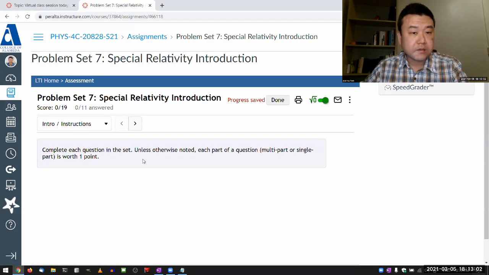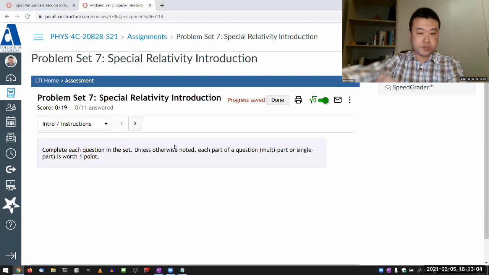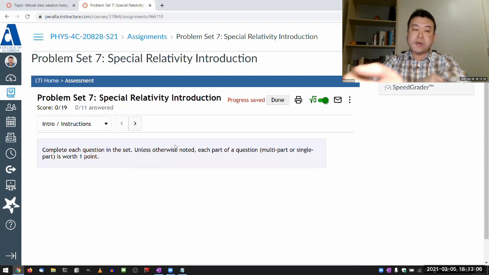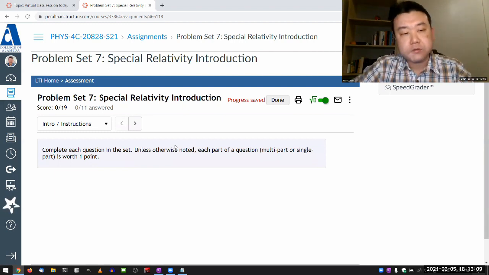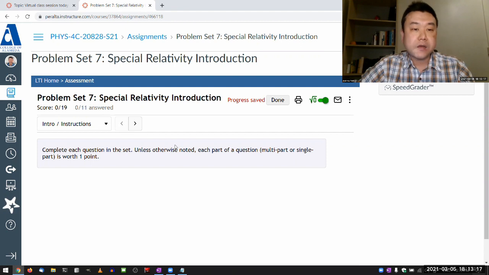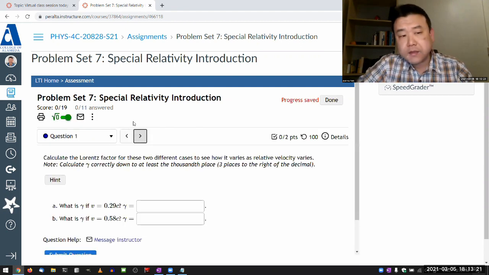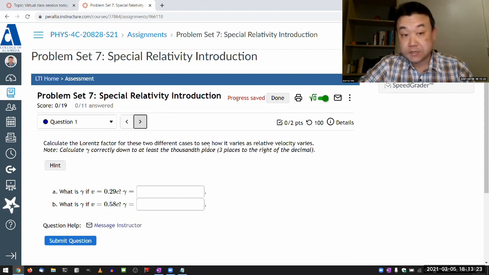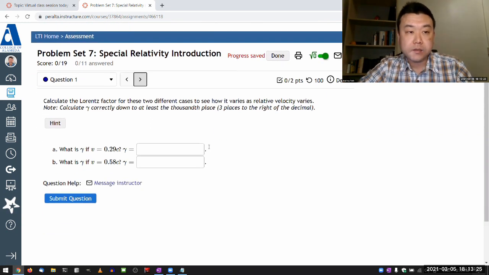So we are doing special relativity introduction this week. And so we have two more weeks of special relativity. There are some aspects of special relativity that we won't get to today and this week because we are saving them for later. So the main thing that you are seeing this week are really introduction of some new conventions.